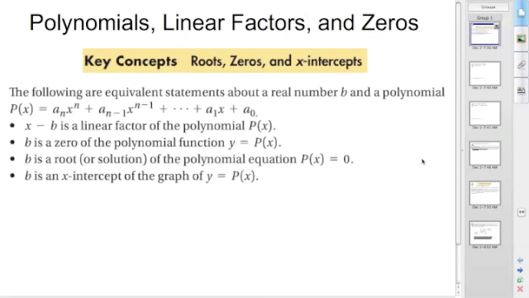So if I ask you to solve, or find the roots or solutions, set your polynomial equal to 0, factor, set each term equal to 0 and solve for x. And here's what we mean.